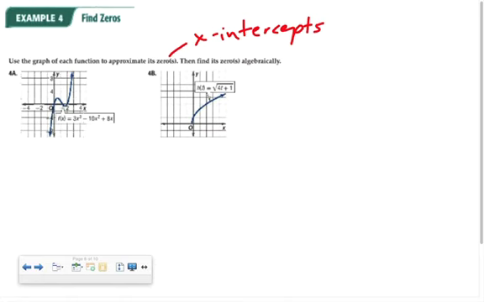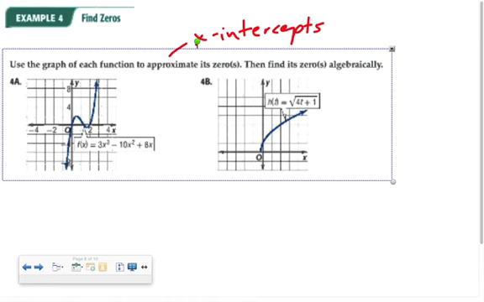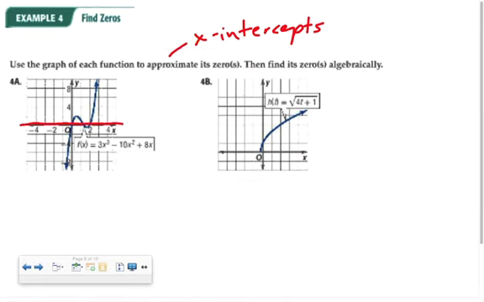Okay, so in part A, I have 3x to the third minus 10x squared plus 8x. And in my graph, again, I'm looking for where it's crossing the x-axis. It looks like it's heading at 0, maybe 1.75, and 2. Okay, so those are my approximate zeros. And then I'm going to go through the process of actually solving this thing.